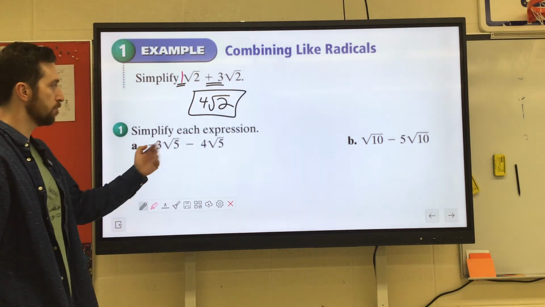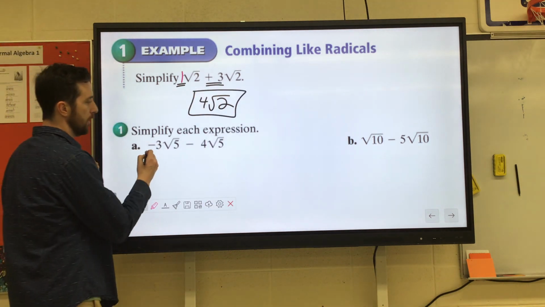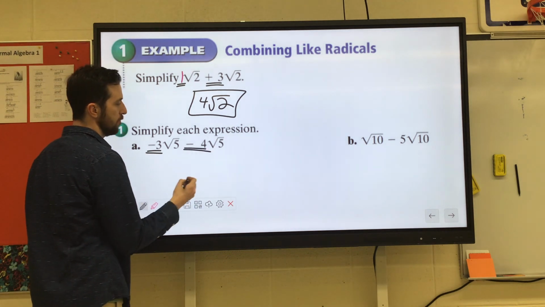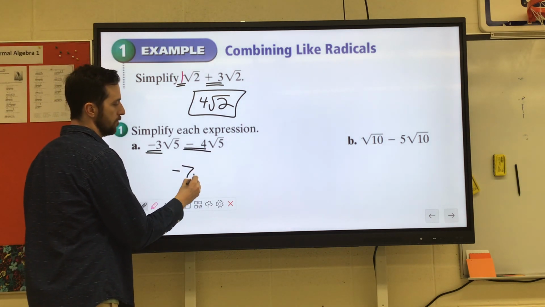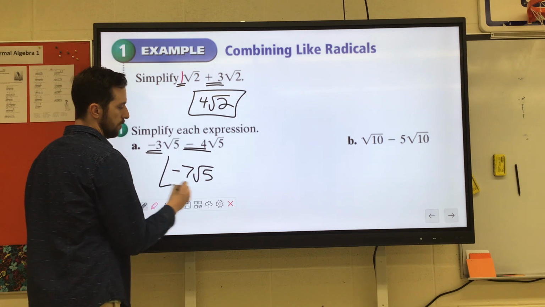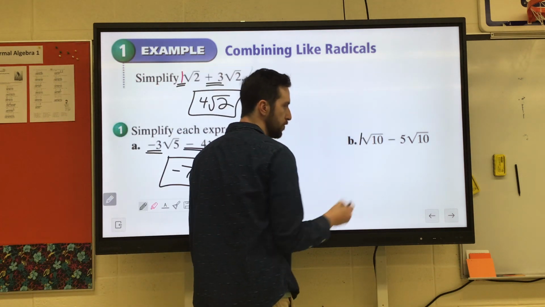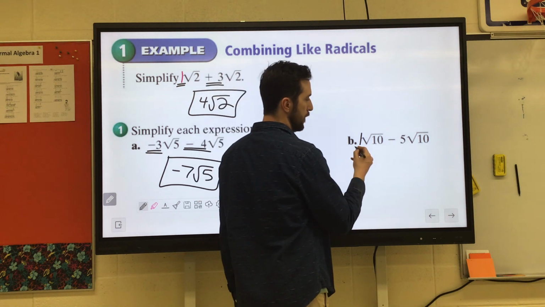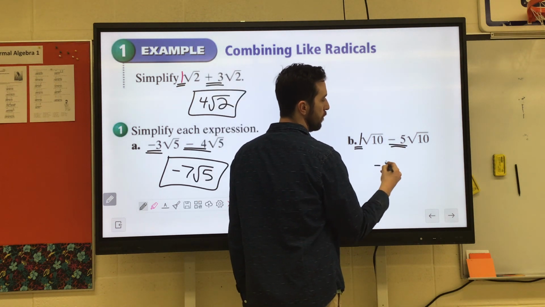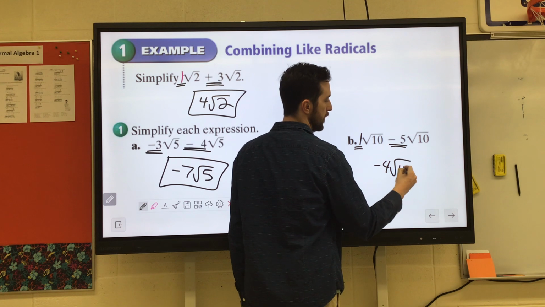If you look here, these are both root 5's. So we're doing negative 3 minus 4. That would be negative 7 root 5. And over here, they're both root 10. So we have 1 root 10 minus 5 root 10. 1 minus 5 is negative 4. Then you got the root 10.